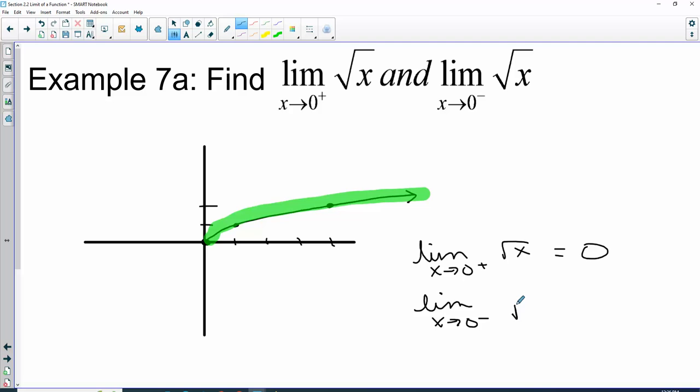Limit as we approach 0 from the left. There isn't anything from the left. So what do you think our limit would be? Does not exist.